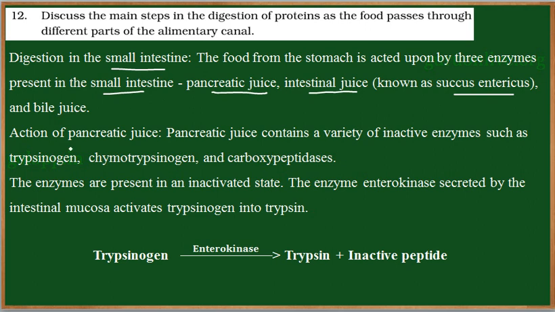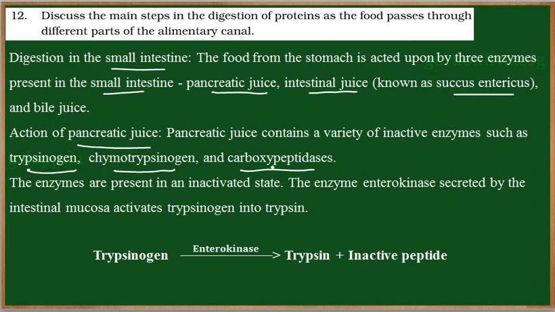So let's learn first what enzymes are present in the pancreatic juice. Pancreatic juice has three inactive enzymes required for the digestion of protein. They are trypsinogen, chymotrypsinogen and procarboxypeptidase. These are the three protein digesting enzymes secreted in the pancreatic juice. All these three enzymes are in the inactive form, so they should be activated before digestion takes place.